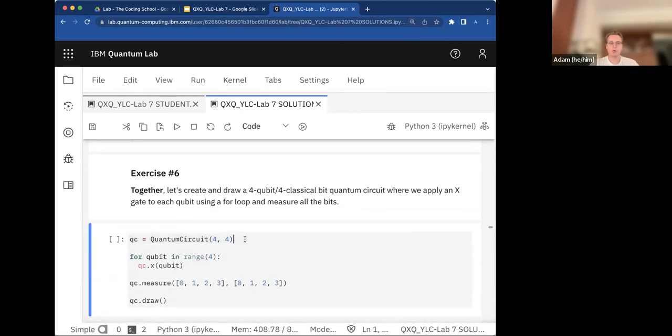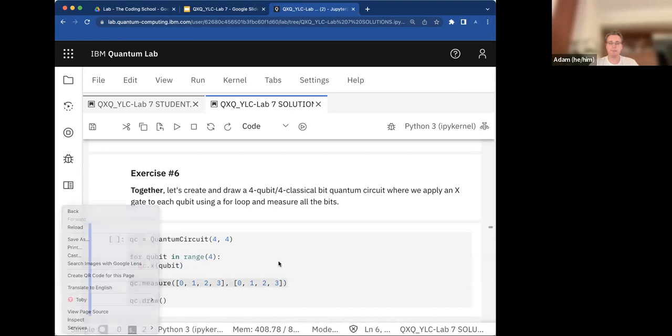First, we need to create a quantum circuit with 4 qubits, 4 classical bits. Hopefully this is becoming more familiar at this point. Now the new part here is that we want to loop through and apply an X to each. We could write out qc.x(0), qc.x(1), and so on and so forth. But even for 4, it's a little nicer just to do this. We save a couple lines of code. And if we had more qubits, you can imagine it would be a big difference. And then we measure all of them.